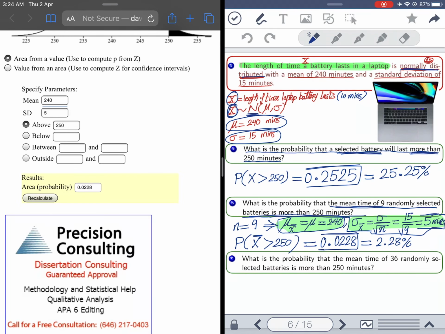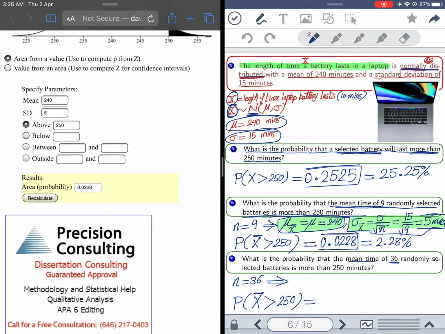The next question is, what's the probability that the mean time of now 36 randomly selected batteries is more than 250 minutes? So now our n is 36, and here again it's the probability that the mean of those 36 batteries will be more than 250 minutes, the mean lifetime, meaning how long it takes until it drains the battery.